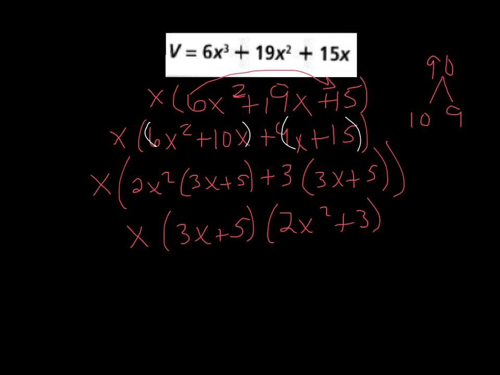And those would give me my dimensions. I could say that the length is x, the width is 3x plus 5, and the height would be 2x plus 3. And those are possible dimensions of our rectangular prism.